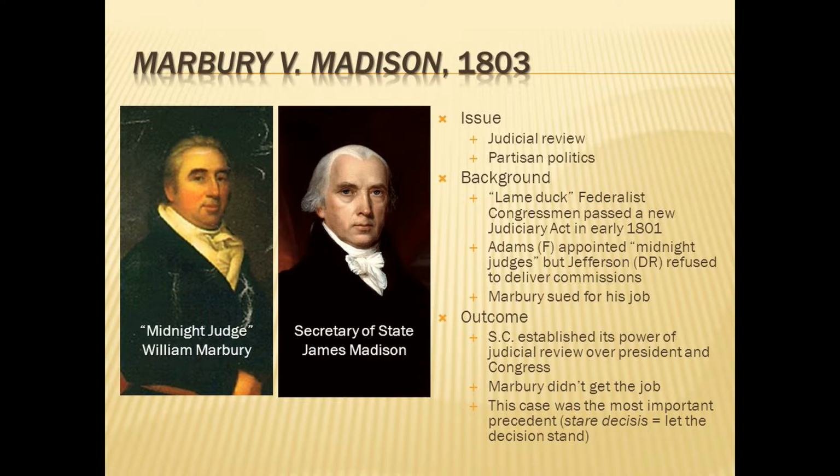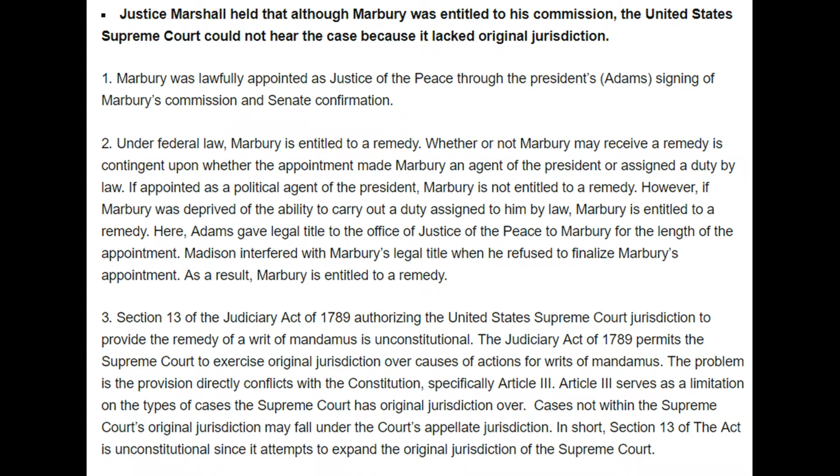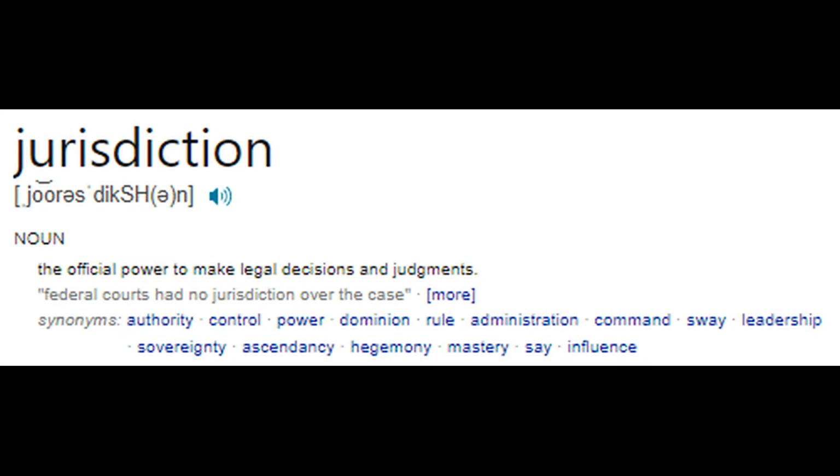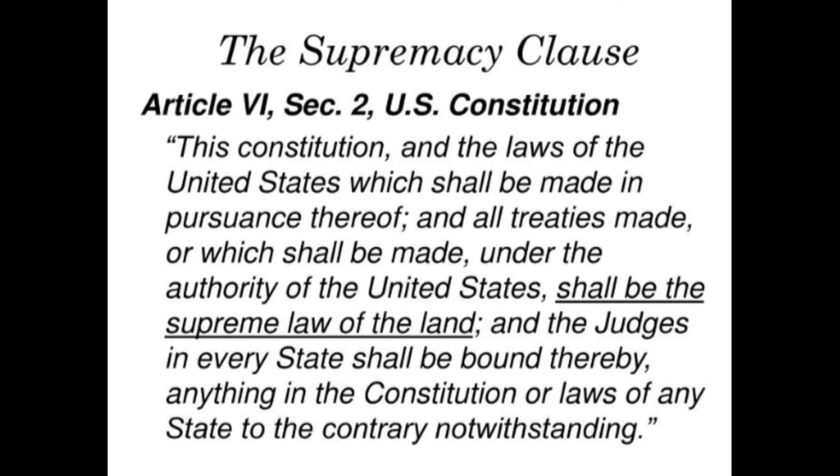But, how was the case decided? In the decision, Justice Marshall reasoned that the Judiciary Act of 1789 conflicted with the U.S. Constitution because Congress did not have the right to expand the scope of the Supreme Court's original jurisdiction. As well, Congress didn't have the power to modify the Constitution through regular legislation because the Supremacy Clause puts the U.S. Constitution before any other federal law or state constitution.